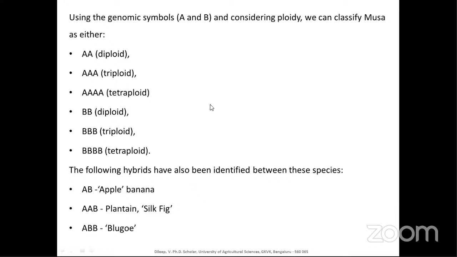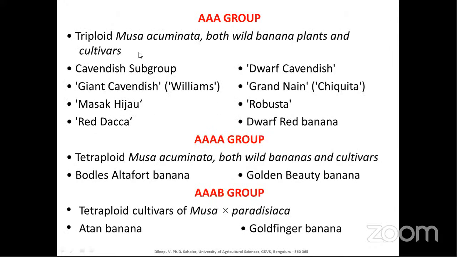Here in the AAA group, since it's AAA, it's Acuminata. Both wild and cultivated bananas are there, and several subgroups. I have talked about this while discussing classification: groups have evolved and have subgroups. Here we have the Cavendish subgroup, which contains Dwarf Cavendish and Giant Cavendish, that is Williams. This is one of the bananas on par with Grand Nain, and the Grand Nain group has several names: Chiquita, Masakya, Hijau, Robusta, Red Dacca, and also dwarf or red banana.